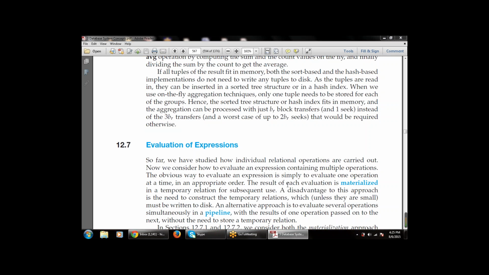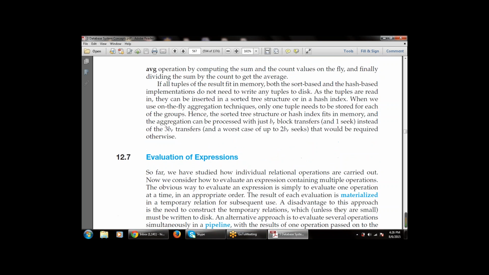Today I'm going to continue with the same module, database design concepts, and the same chapter, chapter number 12. So let's start with the previous class session, what we covered in the last class, and then move to today's topic. In the last class we started with the evaluation of expressions, that is, what are the various methods to evaluate expressions.